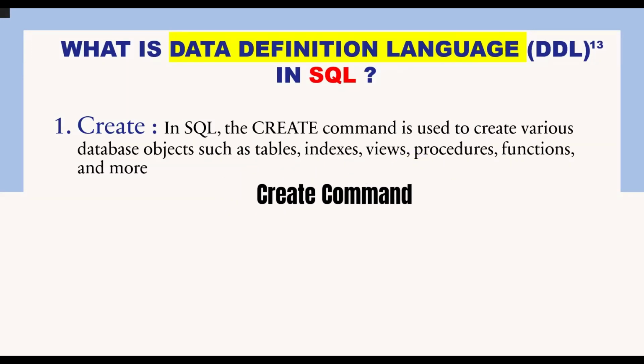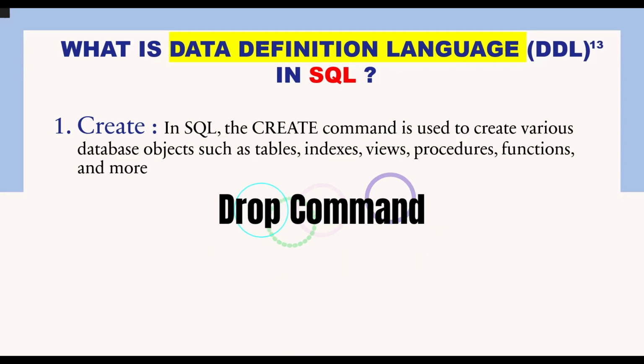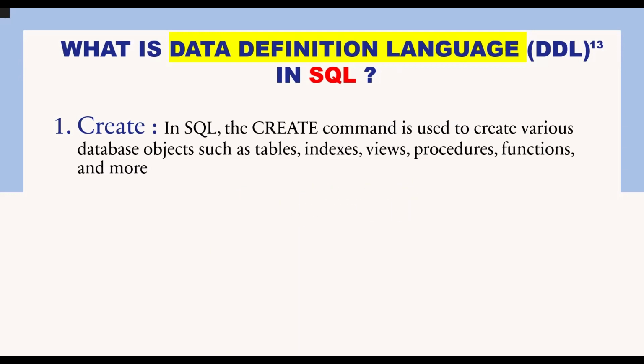Under DDL, as you have seen in the previous slide, there are create, alter, truncate, and drop commands, right? So let's talk about create first. What is create? In SQL, the create command is used to create various database objects such as tables, indexes, views, procedures, functions, and more, like triggers, right? In this video, we will talk only about how to create a database and a table. As for the indexes, views, procedures, functions, and triggers, we will talk about these things in our upcoming videos, right?